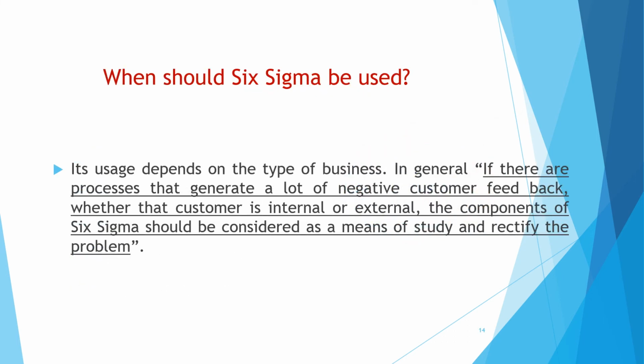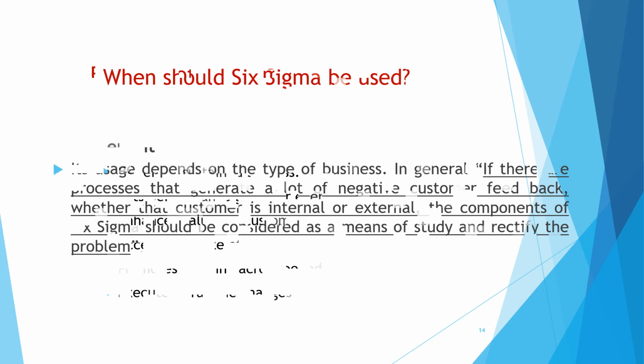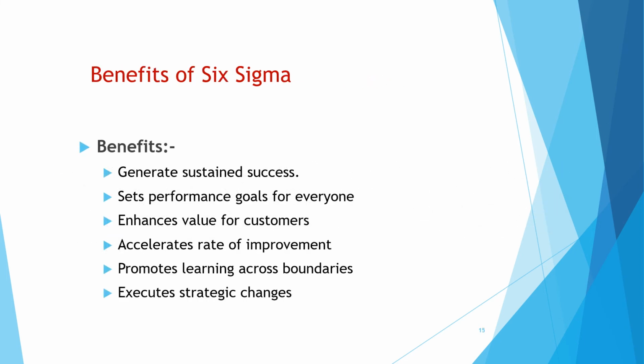So when can we use Six Sigma? It can be used when there are processes that generate a lot of negative customer feedback, whether that customer is internal or external. The components of Six Sigma could be considered a means to study and rectify the problem. It generates sustainable success, sets performance goals for everyone, enhances value to customers, accelerates the rate of improvement, promotes learning across boundaries, and executes strategic changes.